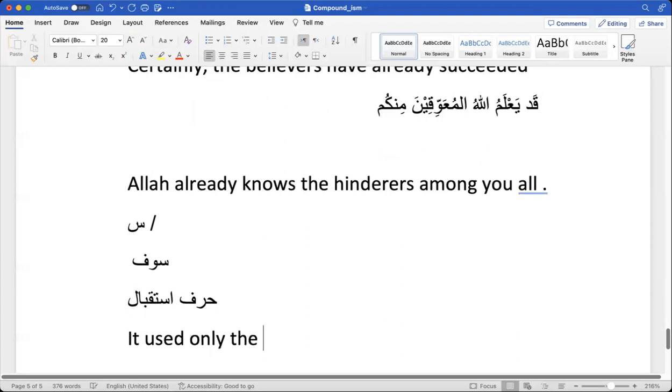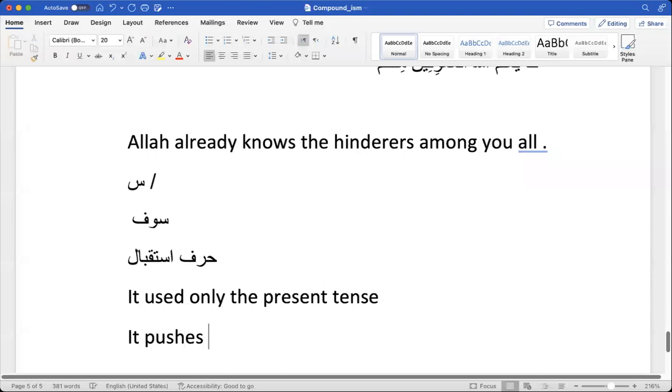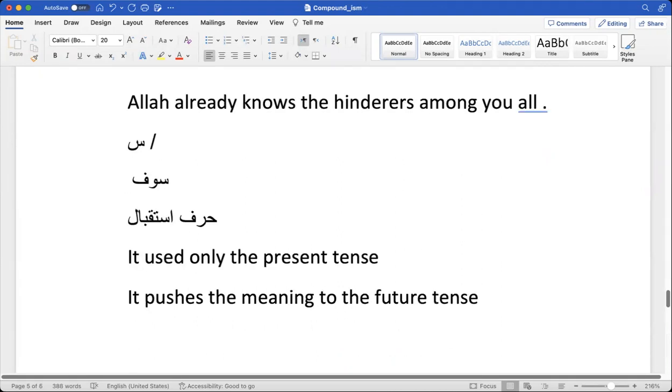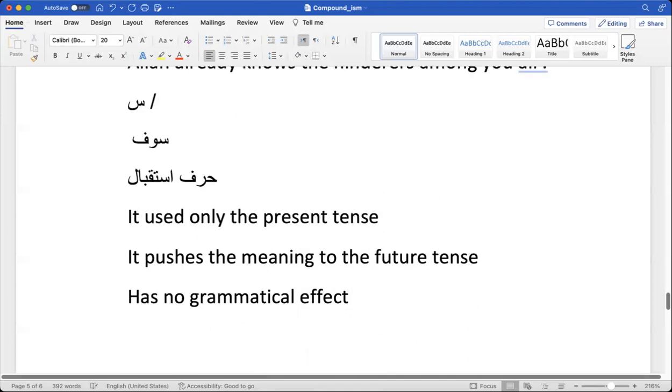So it is used only with the present tense. It is not used in the past, because it is future. It pushes the meaning of the present tense to the future. And it has no grammatical effect, meaning it will not change the ending of the fail, as other harfs do, like the harf majzoom.